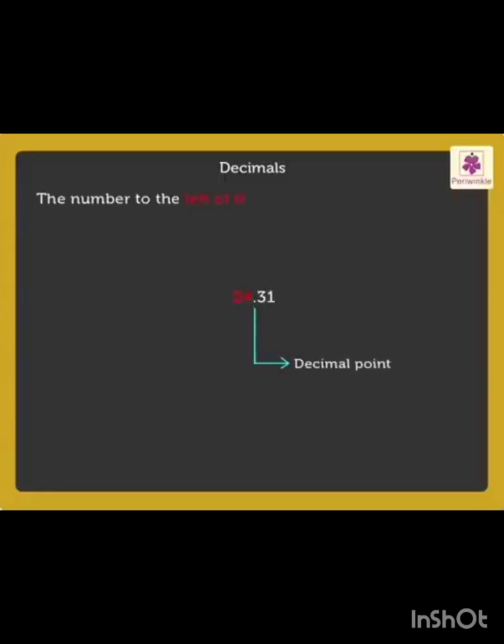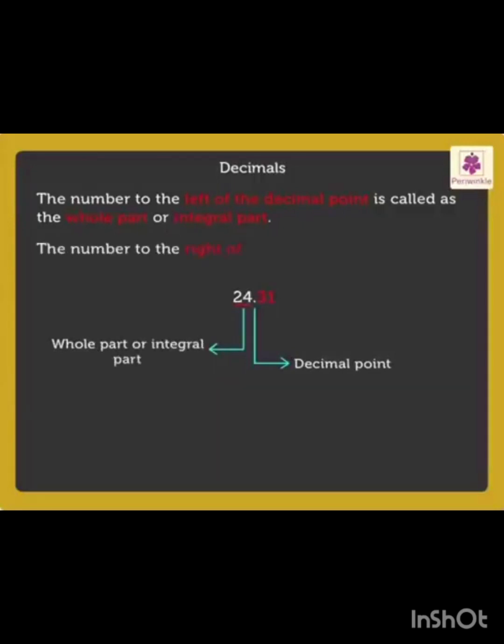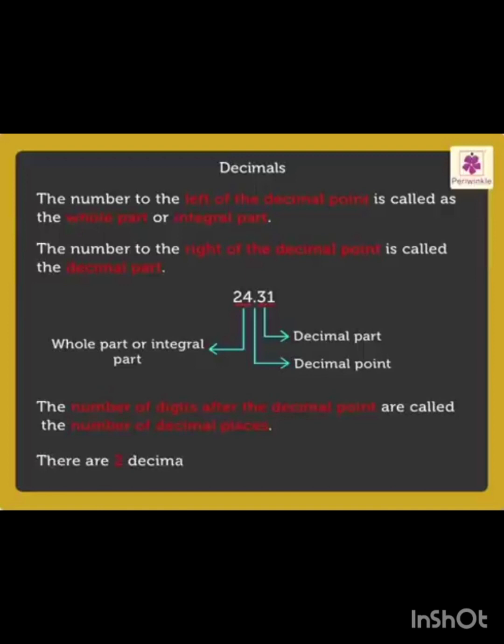The number to the left of the decimal point is called as the whole part or integral part. Thus, the number 24 is the whole part or integral part. The number to the right of the decimal point is called the decimal part. So, 31 is the decimal part. The decimal point separates the integral part and the decimal part. The number of digits after the decimal point are called the number of decimal places. There are 2 decimal places in 24.31.